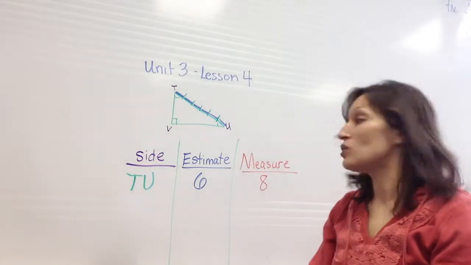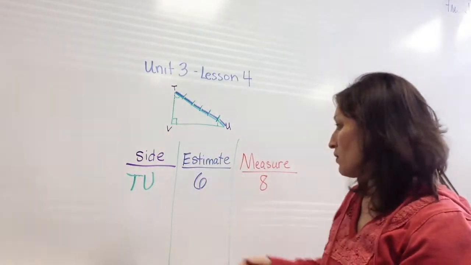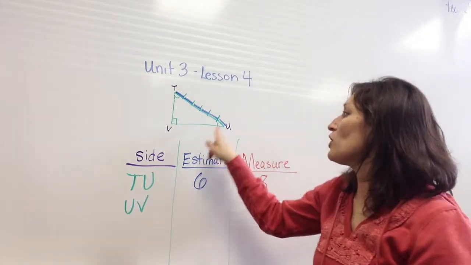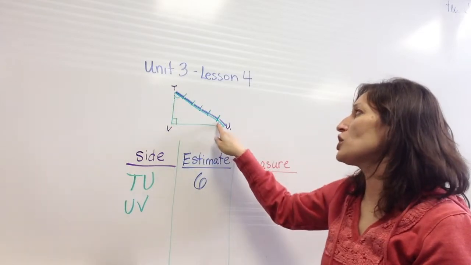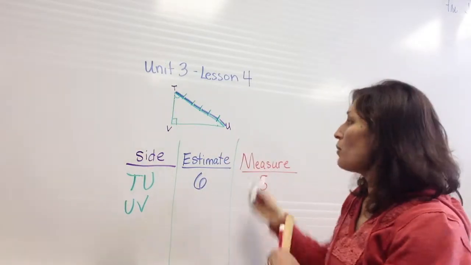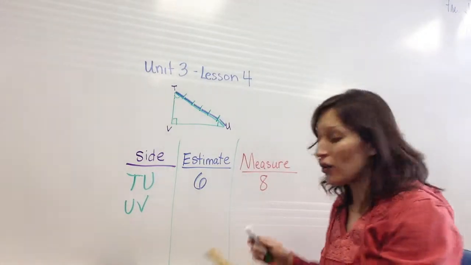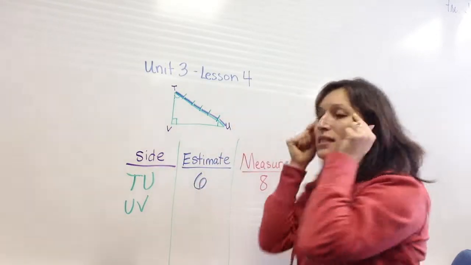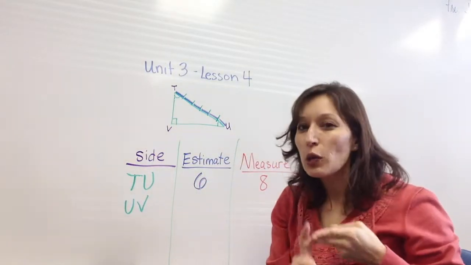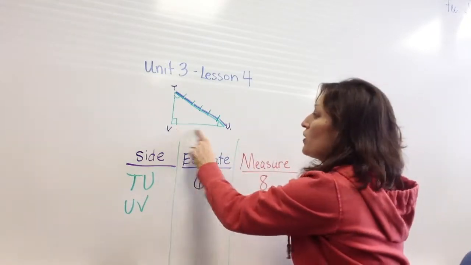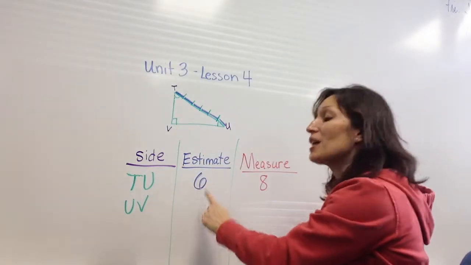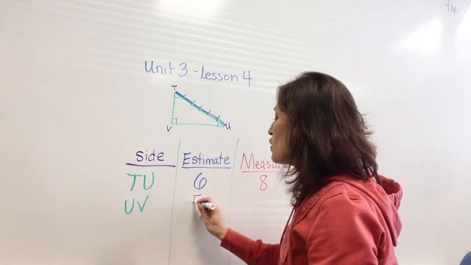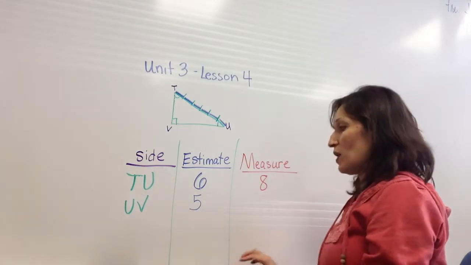So another side that I could do this with is UV. I could write my UV side down. And when I look at my UV side, I'm going to use information I got about my other side to help make my estimate. So I'm comparing two different sides. I'm comparing this side to this side, and I'm asking myself, do they look the same? Does one look a little bigger? Does one look a little smaller? I think it looks a little bit smaller. So my estimate is going to be a smaller number. My estimate is going to be 5. It doesn't look a lot smaller to me. It just looks kind of smaller, okay?